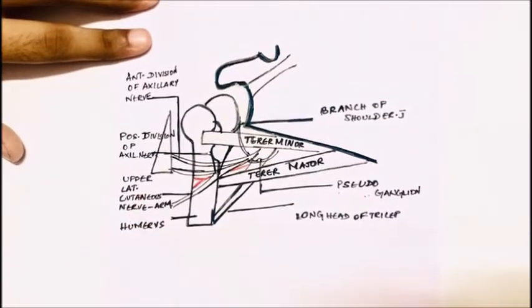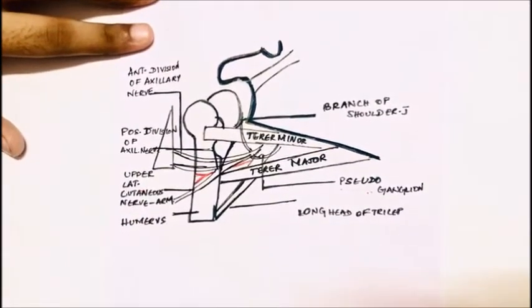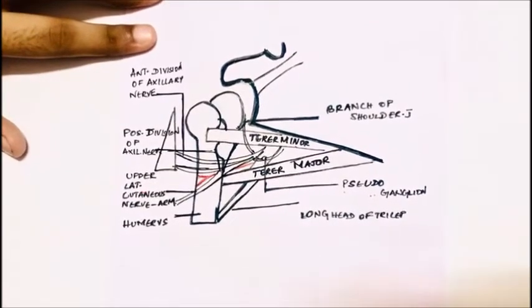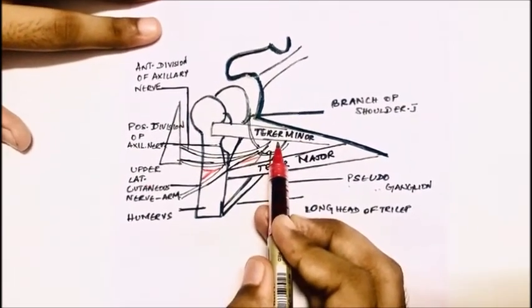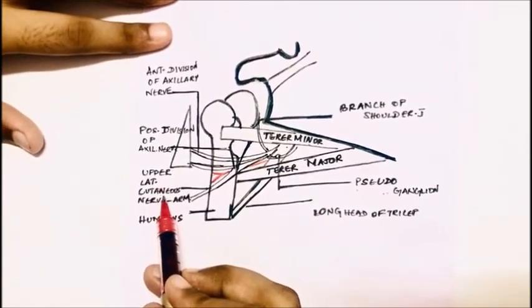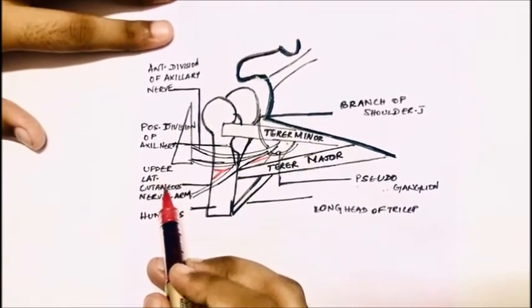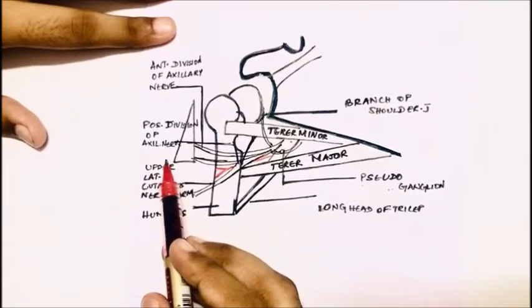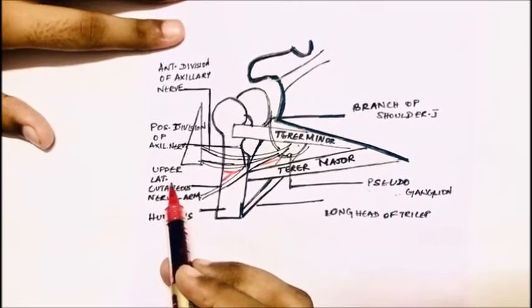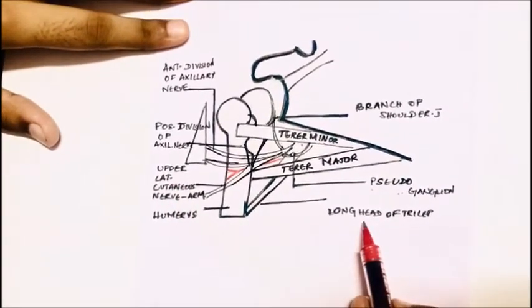Let us move on to its branches and distribution. The muscular branches are to the deltoid from both the divisions and the teres minor from the posterior division. The cutaneous branch is the upper lateral cutaneous nerve of the arm, which arises from the posterior division of the axillary nerve and supplies the skin over the posterior border of the deltoid and the upper part of the long head of the triceps.